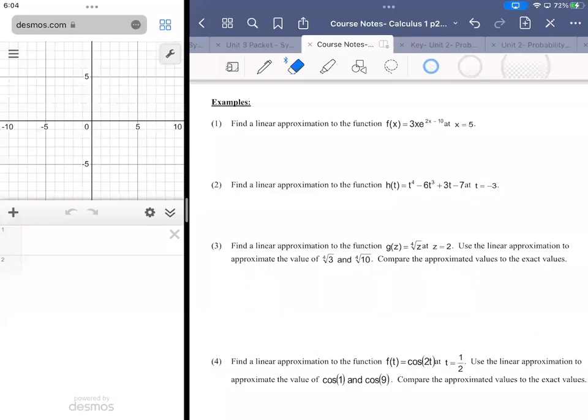I created a Desmos for you. It's on Blackboard if you go into the Unit 2 folder, under calculator. So calculators, then Unit 2. It should be right there. It should say linearization or linear approximation.